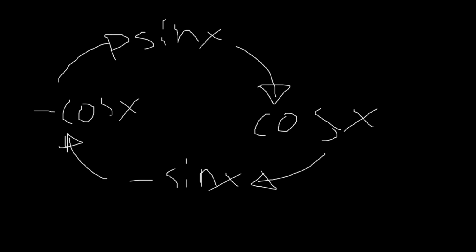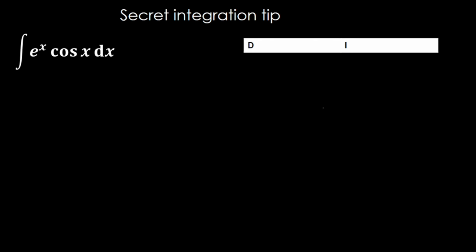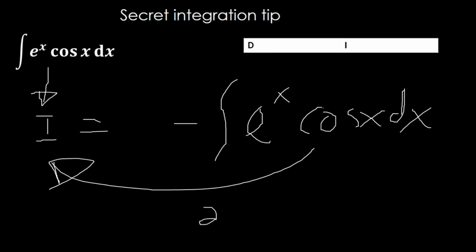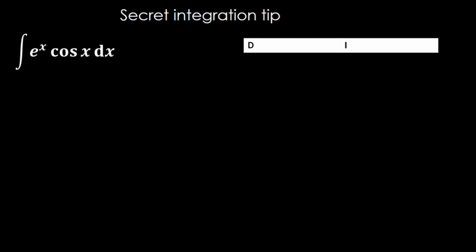What do you see? Since you have, at this point, I equals to this, if you differentiate at the point, you are going to have your minus integral of e to the x cos x dx. And finally, you're going to bring it here to have 2I is equal to the answer. Yeah, that is it. Are you ready?